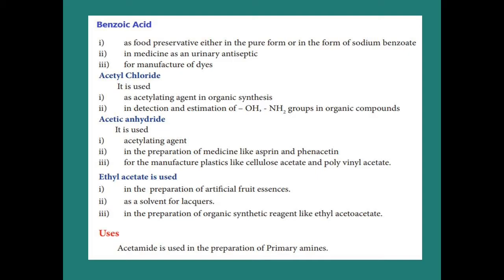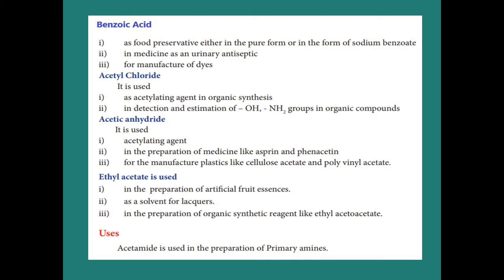Benzoic acid is used as a preservative in the form of sodium benzoate, and also it is used in medicine as a urinary antiseptic. It is used in the manufacture of dyes. Acyl chloride is used as an acylating agent and in detection and estimation of alcohol OH and amine NH2 groups. Acetic anhydride is also used as an acylating agent and in the preparation of aspirin and phenacetin, and it is used in the manufacture of plastics like cellulose acetate and polyvinyl acetate.